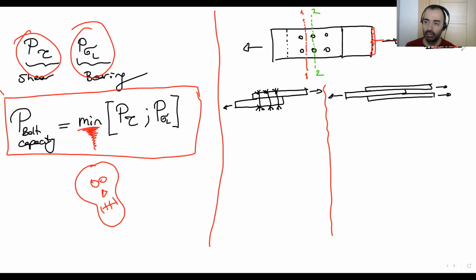Another question. By the way, let me mark it up. We check this section. Okay, another question. Let me draw it here. For example, you have a bolted connection again.